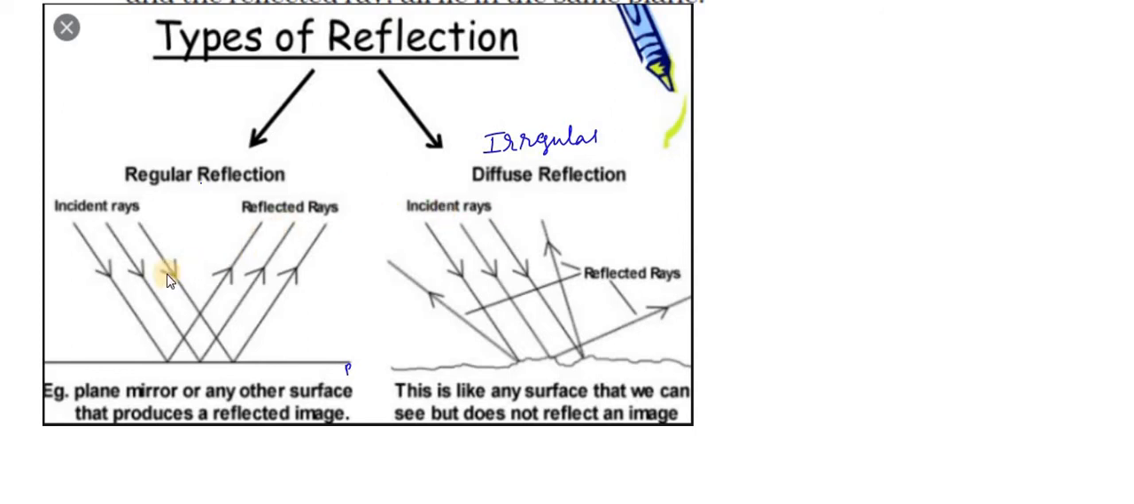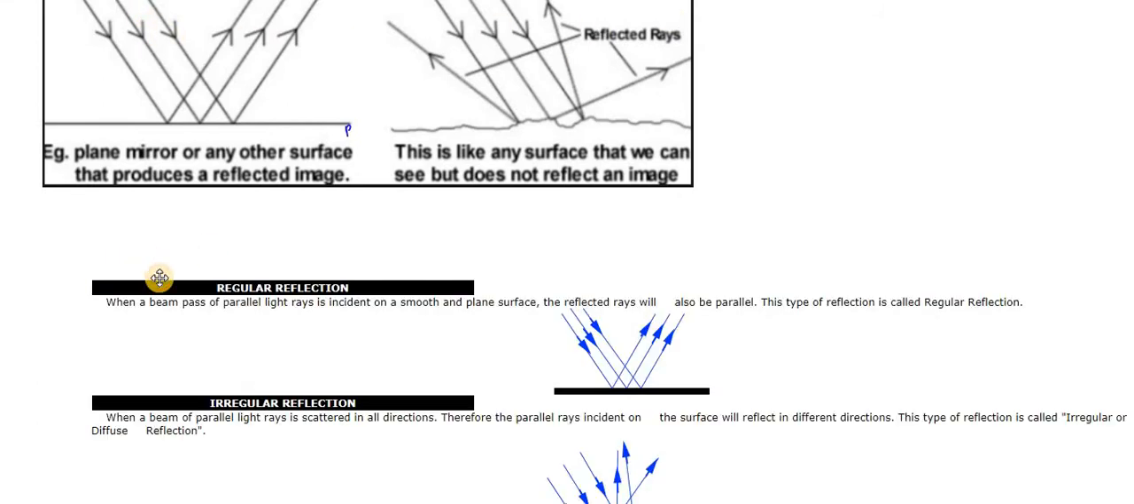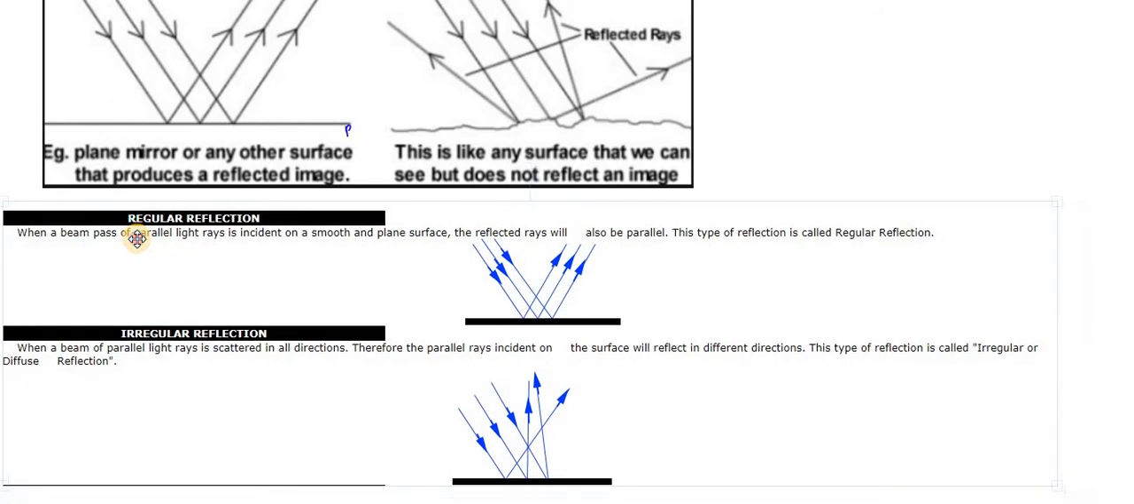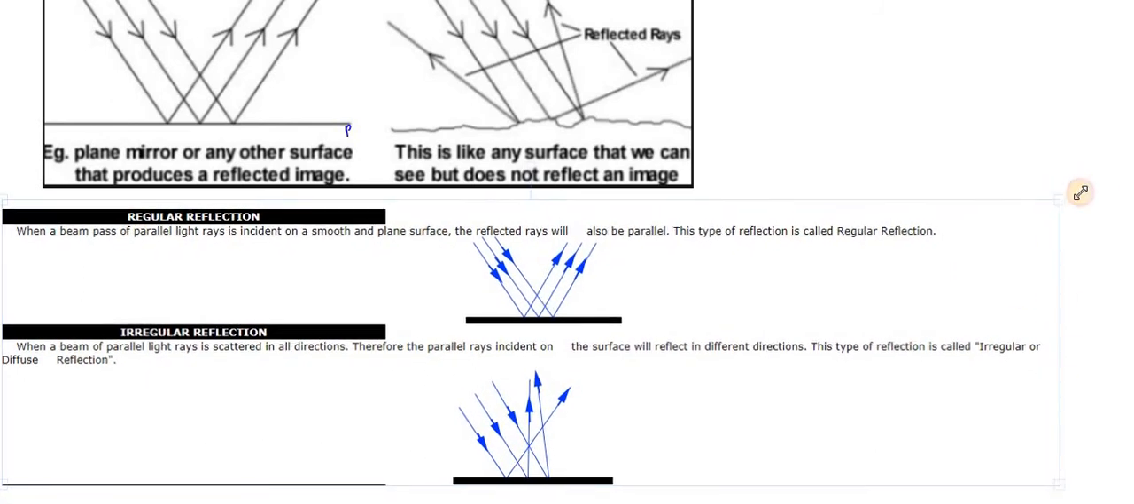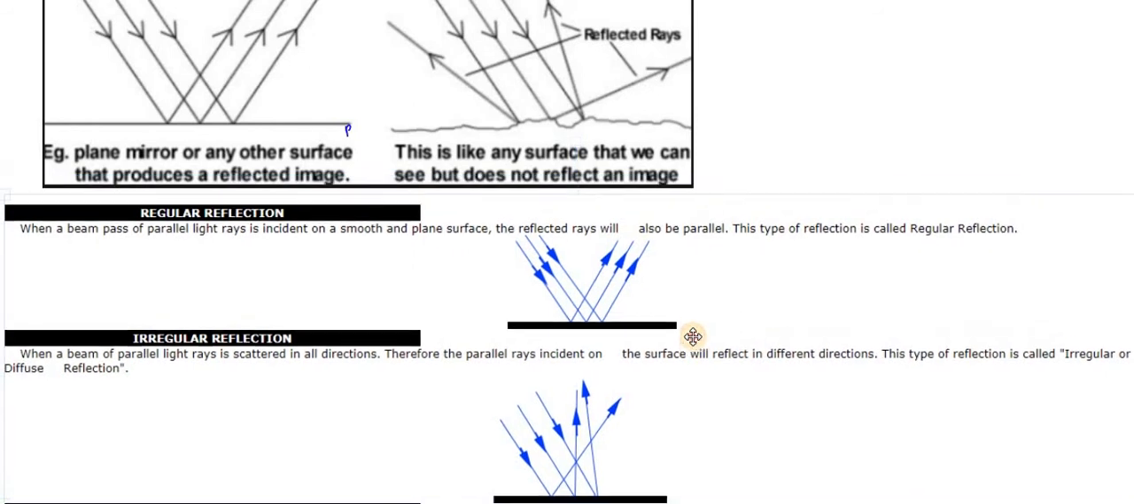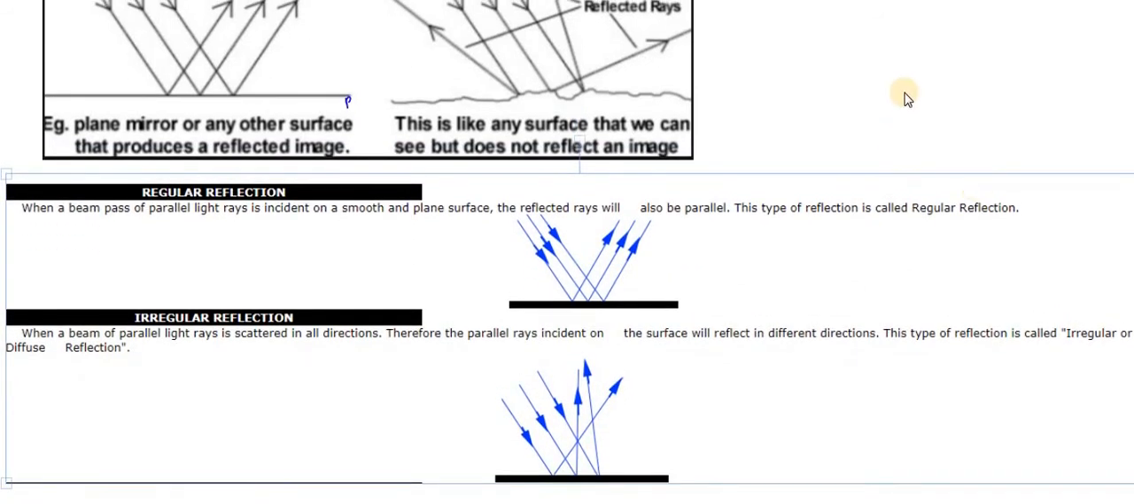So regular reflection means that when a ray of light falls on a smooth or polished surface, the type of reflection is known as regular reflection. When light falls on a surface that is not smooth, a rough surface, then we can call that irregular reflection. Here I gave the definition, so just make a note of this. You can draw this diagram also in your points book.